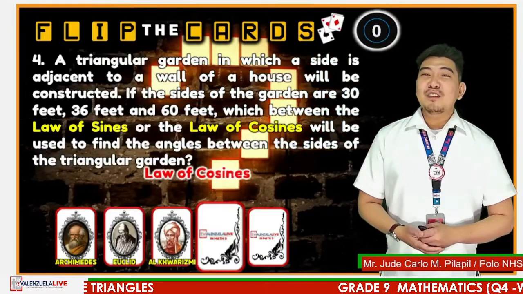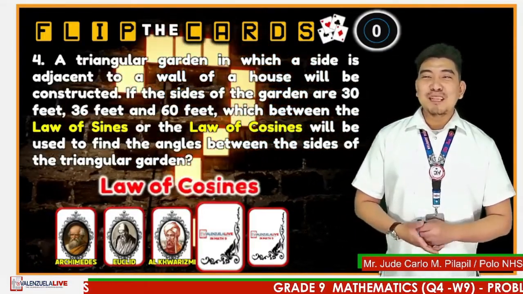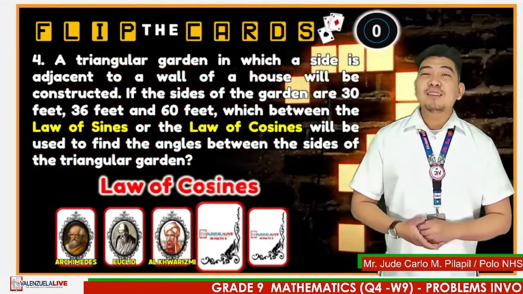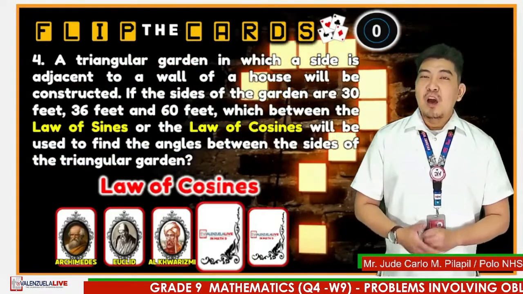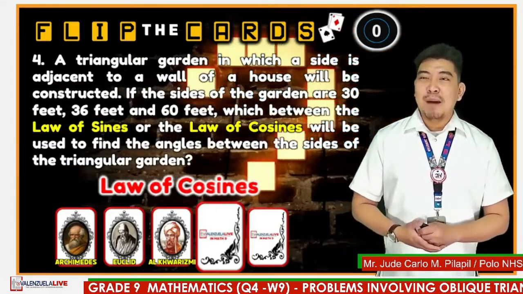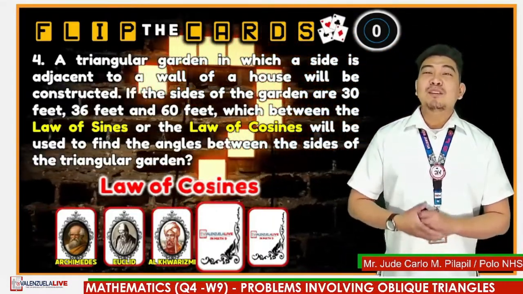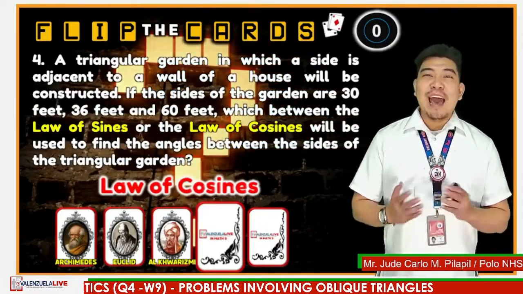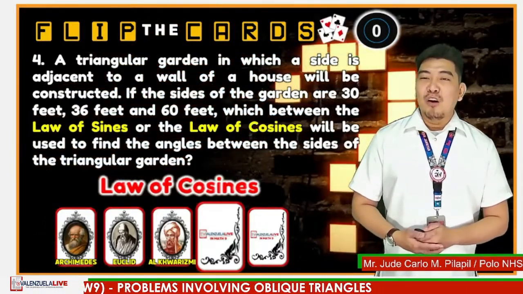If you answered law of cosines, that's magnificent. The three sides of the triangle are given, following the SSS pattern. Hence, we can solve for the unknown measures of angles using the law of cosines.